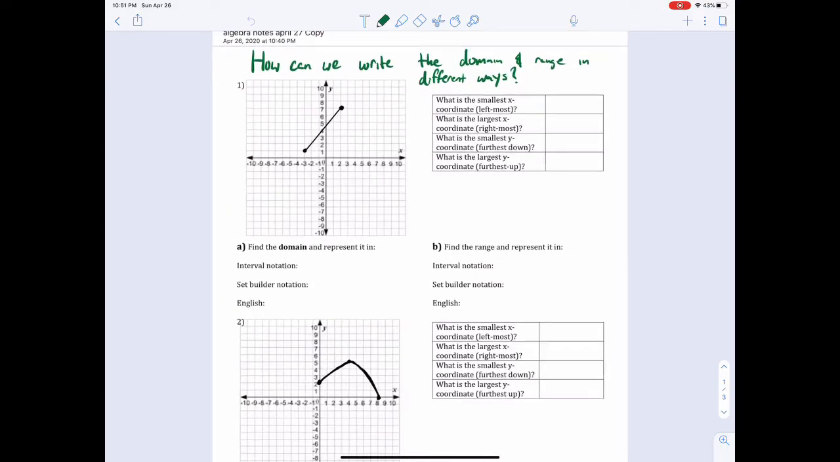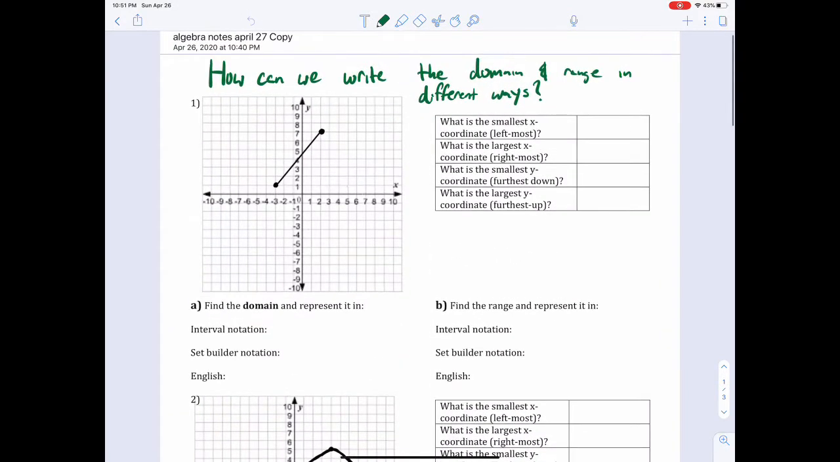We're going to tackle some more of this stuff today, and specifically how we can write the domain and range in different ways. So if we look at this graph here, if we fill out this table again, the smallest x-coordinate is going to be -3. The largest x-coordinate, to the furthest to the right, is going to be 2. The furthest down point that I see is this one, and that has a y value of 1. And the furthest up point that I see is that one, and that has a y value of 7.